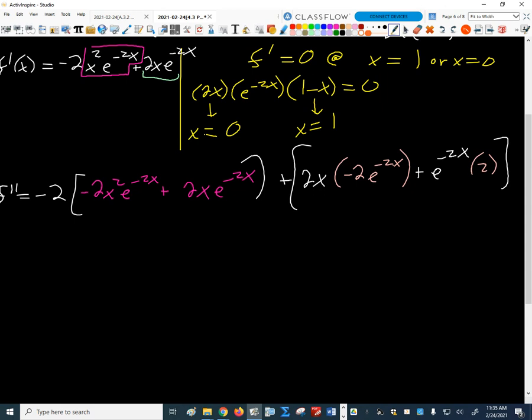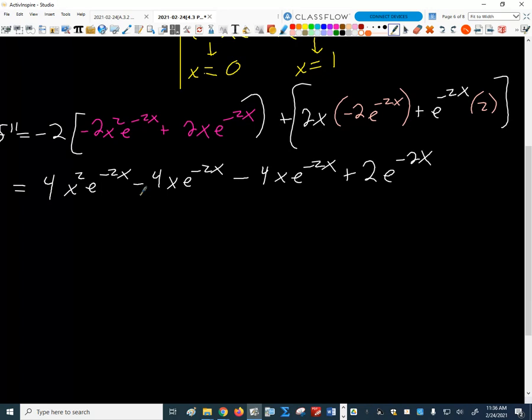Okay, so there's our second derivative. Let's clean this up here. If I distribute my -2, I'm going to get a 4x squared e to the negative 2x minus 4x e to the negative 2x, minus 4x e to the negative 2x, plus 2e to the negative 2x. And I could combine, these are like terms, aren't they? I could combine those.